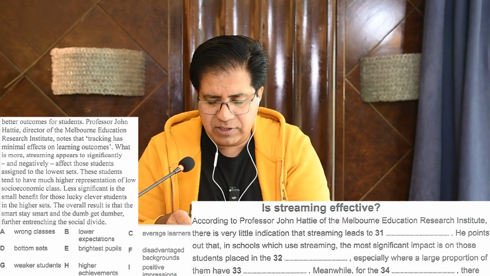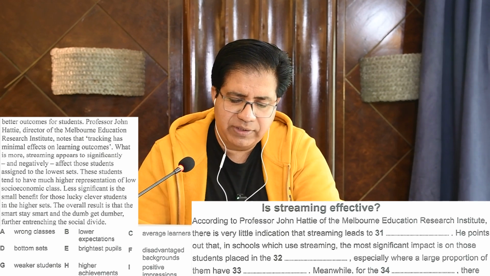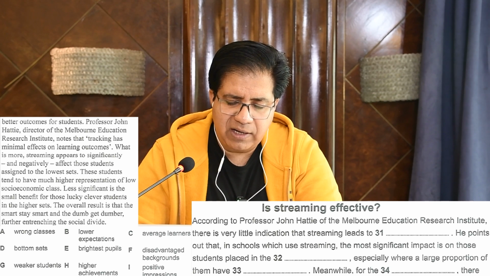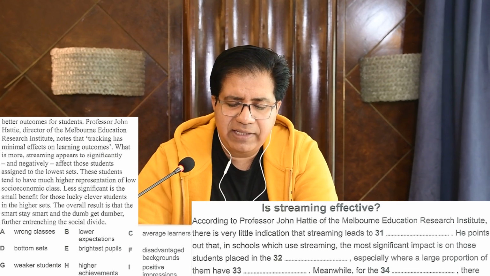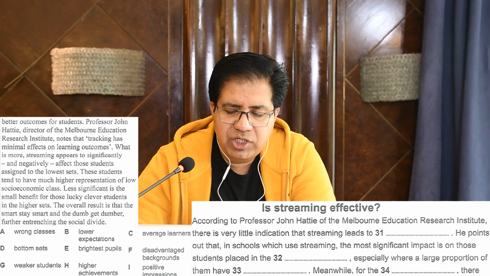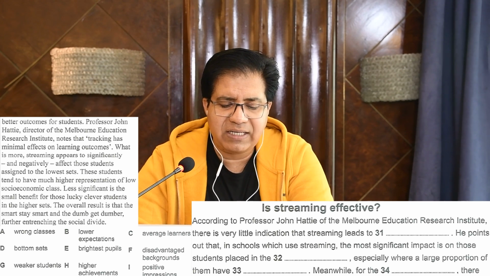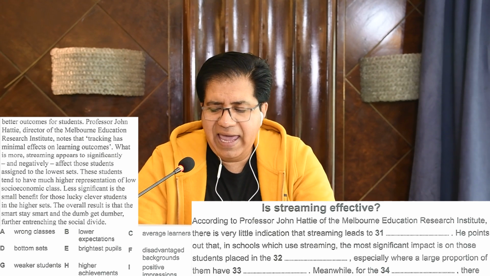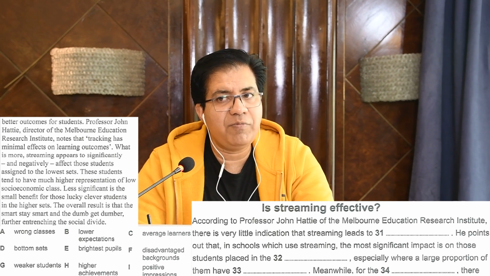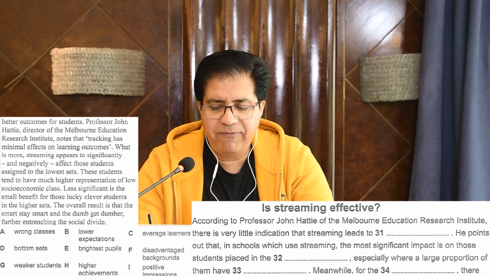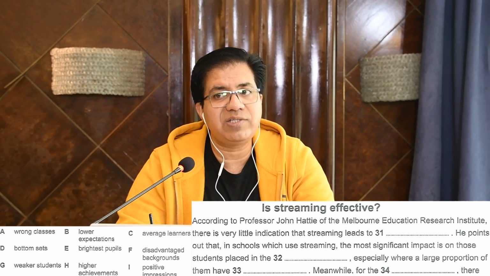Okay, just a second. Let me refresh the question in my mind. Especially where a large proportion of them have, okay, so they say here, low socio-economic class, higher representation. Higher representation means, yeah, large proportion of them have, and they use the words much higher representation of low socio-economic class. Now look for the synonym of low socio-economic class. That is option F. Low socio-economic class means disadvantaged background. Disadvantaged background means low socio-economic class. So F is the right answer for question number 33. I mean, you need to know these synonyms and you can only learn them by practicing IELTS reading tests.